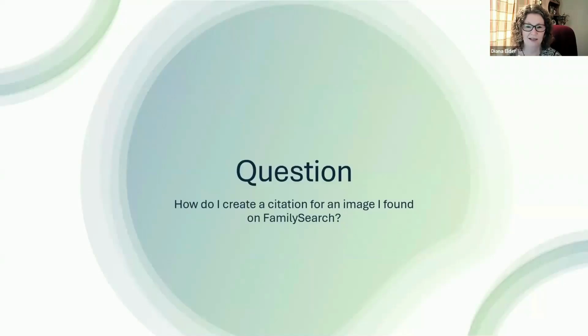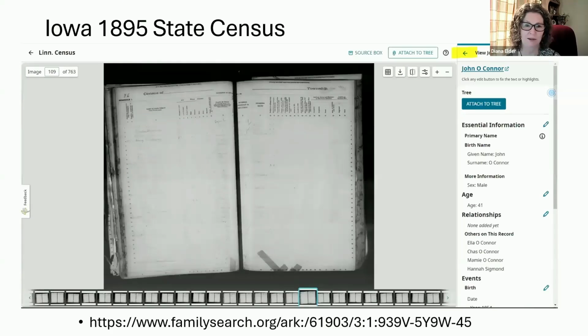So I created this answer based on the question about how do I create a citation for an image I found on FamilySearch. This has become a little bit more difficult because the new images, when they pop up on FamilySearch, don't readily tell you how to create a citation, nor does it readily show you a source citation. Some of the other views on FamilySearch will, but if you're looking at a view like this, you may be really puzzled about how to find something for your citation. So we're going to talk all about that today.